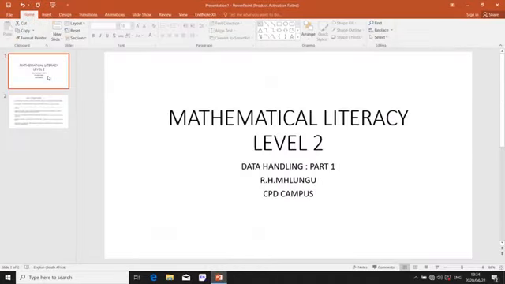Mrs. Mhlungu, we are going to do mathematical literacy for level 2 together. We start with part number 1, which is for the topic data handling.